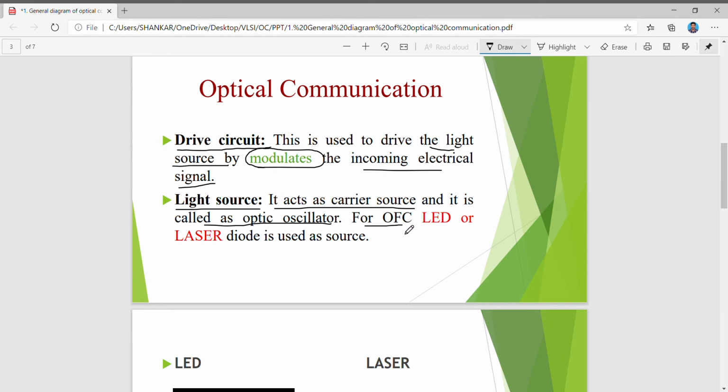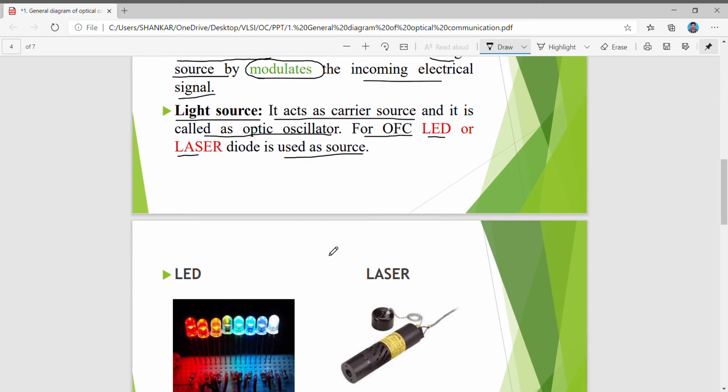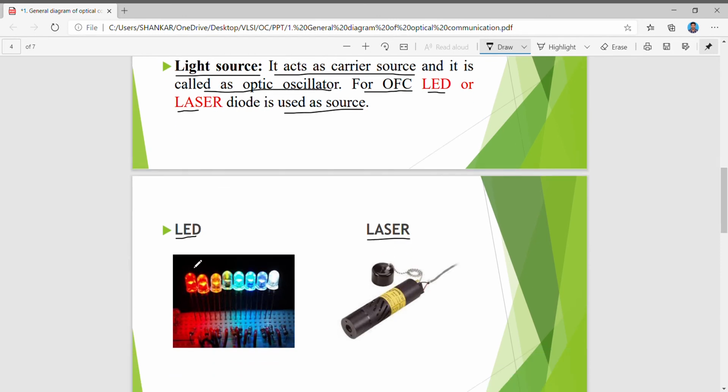For optical fiber communication, the LED or laser diode is used as the source. See the general diagram of LEDs and lasers. What is LED here? LED is light emitting diode. So this is the general diagram we are using, and this is the laser diagram representation.